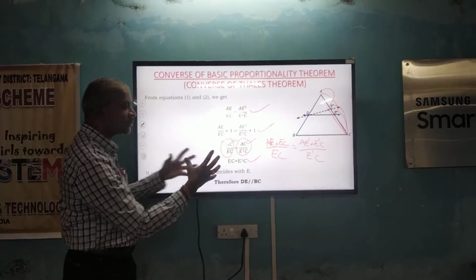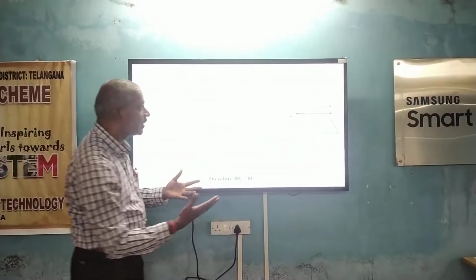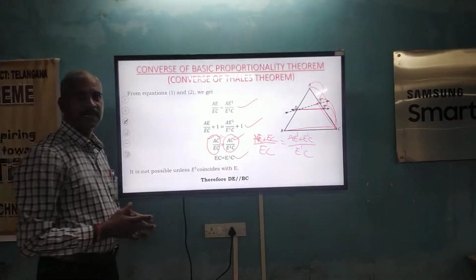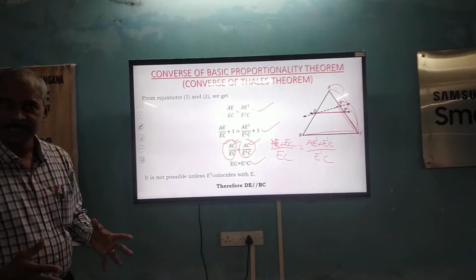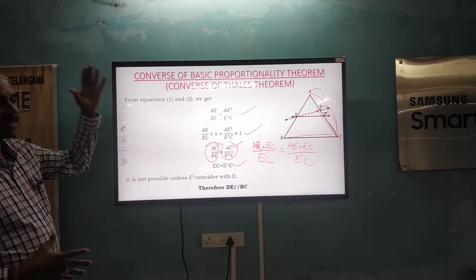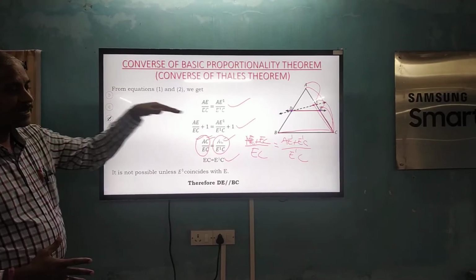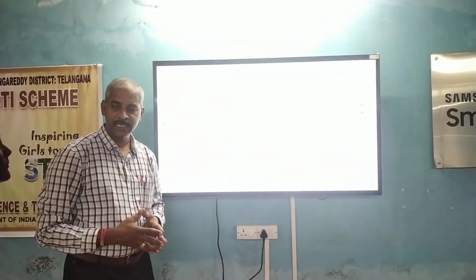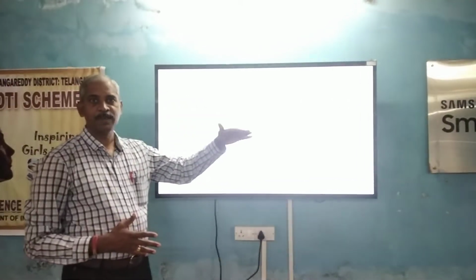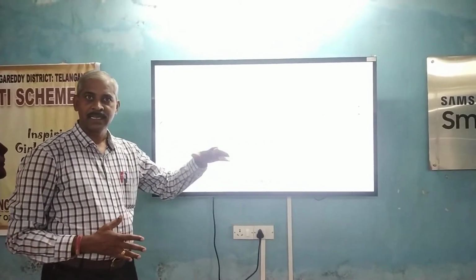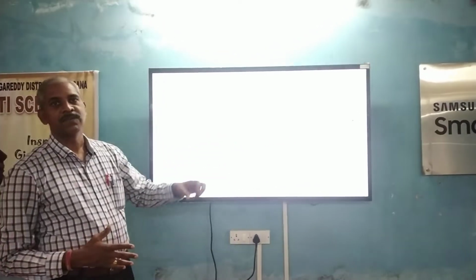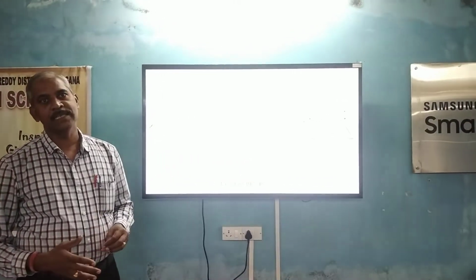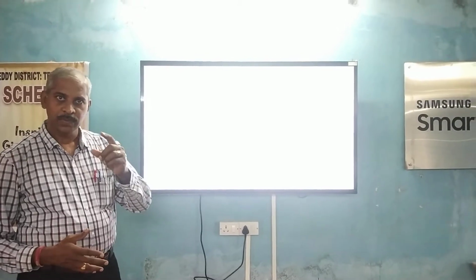When these two points coincide, then this DE will be parallel to BC. DE will be parallel to BC. That means in a triangle, if a line divides any two sides in the same ratio, that line is parallel to the third side. It is known as the converse of the basic proportionality theorem. By using this theorem, we do a problem.